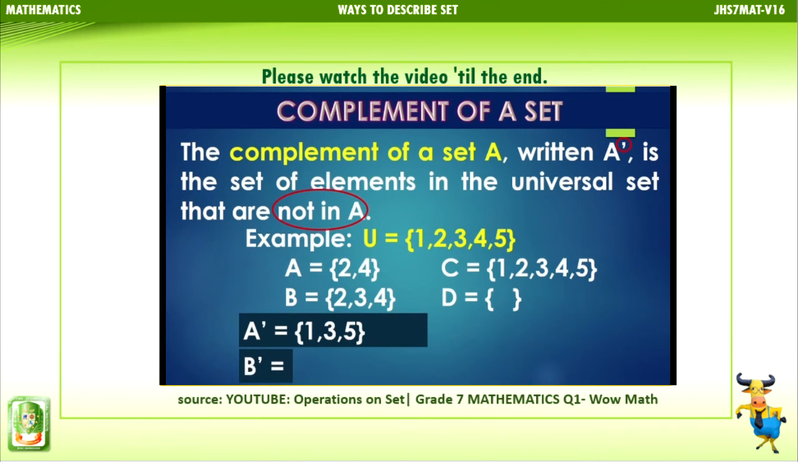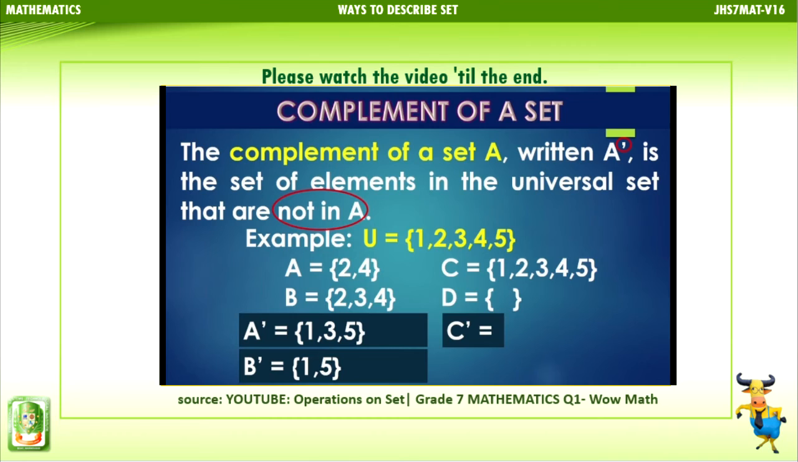Next, complement of set B. Pag sinabi natin complement of set B, balikan nyo yung B. Meron siyang 2, 3, 4. So, ano ang wala kay B pero nasa universal set? Wala siyang 1 and 5. Okay, next. Complement of set C.